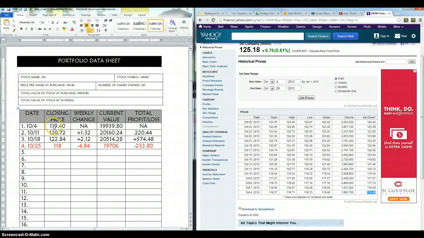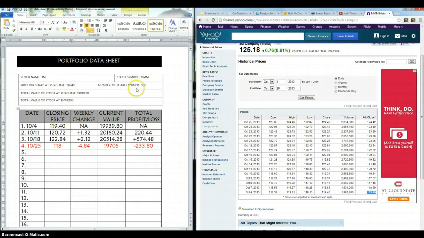Alright, and since we're updating it for every Friday or on a weekly basis, I went ahead and I just put in these numbers right here. I'll explain why this is in red here in a little bit as well. So October 4th, $119.40 per share. Got it here as well as here.